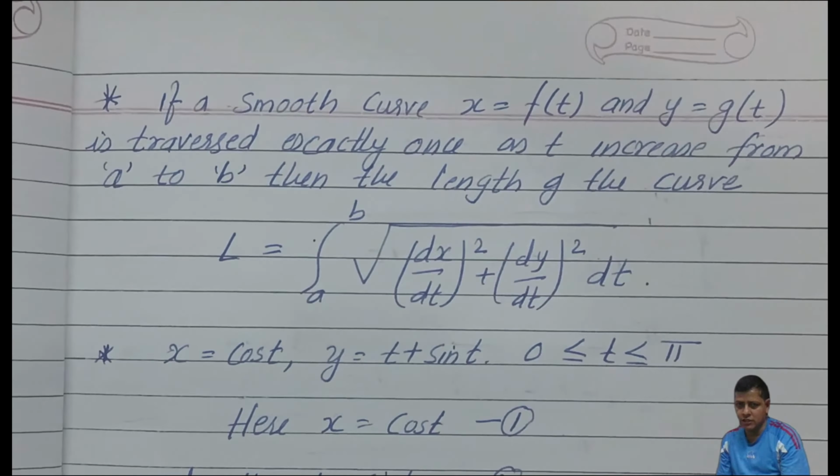Let's check. Here we see that x is equal to cos t, y is equal to t plus sin t, where they have given the limits for t from 0 to pi. So here you can go for differentiating x with respect to t and then y with respect to t to get the values. So here you differentiated x, cos t, and then you went for this. So that's what you did here.